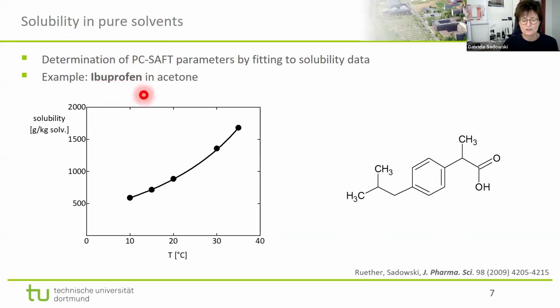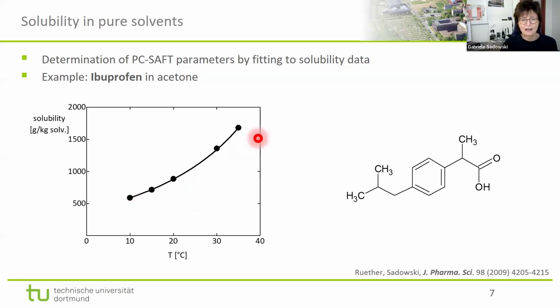This is ibuprofen, which is, as we all know, a pharmaceutical, and its solubility in acetone. And we know that solubility increases with temperature, and this is what we see here. This is a molecule, ibuprofen, and this is a solubility data. And usually we determine the parameters of the API, which is ibuprofen in this case, by fitting to these solubility data. So we have to do this because usually we would like to fit those parameters to vapor pressures and liquid densities. But if we talk about pharmaceutical compounds, they are crystalline solids in a pure state. So we don't have vapor pressures, neither liquid densities. And for that reason, we usually take solubility data to fit the API parameters together with the binary parameter.